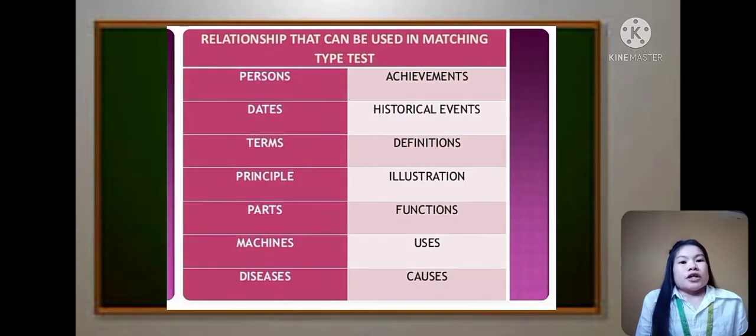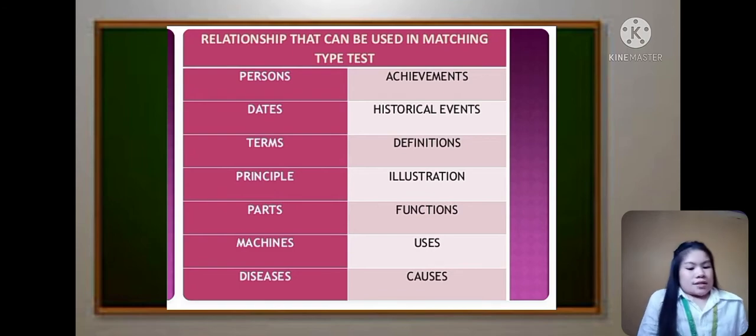So here are the relationships that can be used in matching type tests. Persons and achievements, dates and historical events, in terms is definition, in principle is illustration, in parts is functions, in machines is the uses, and in diseases is the causes.